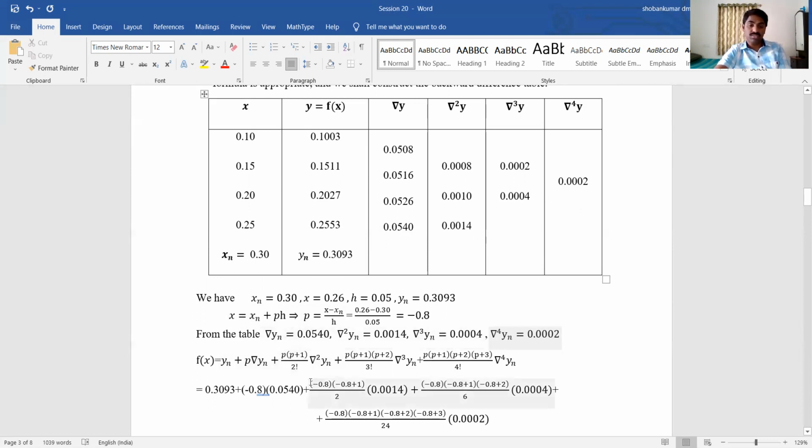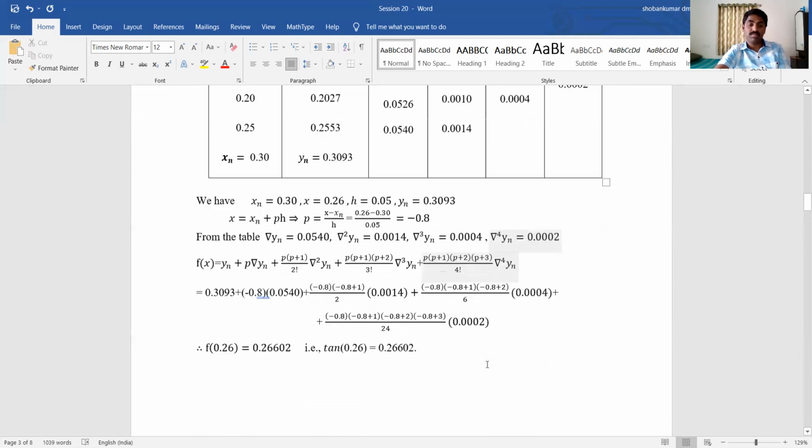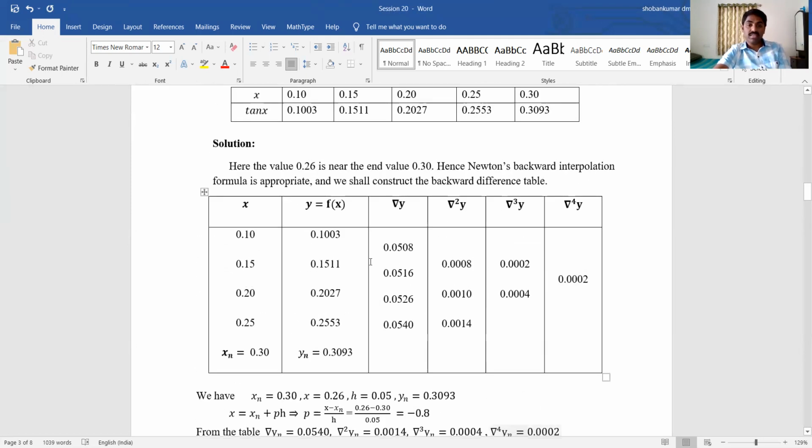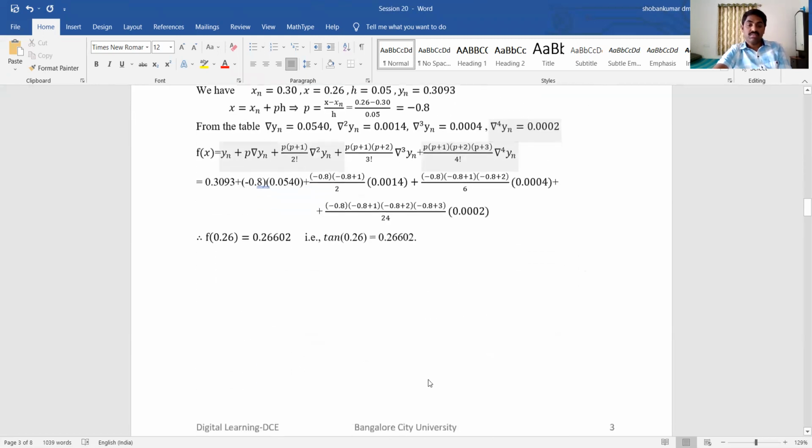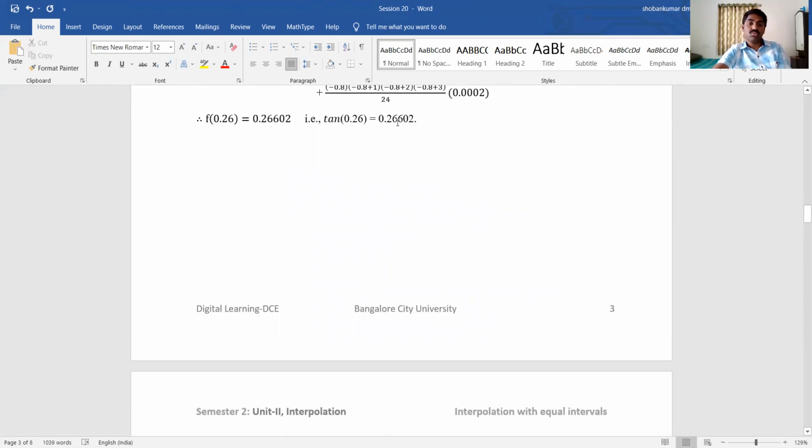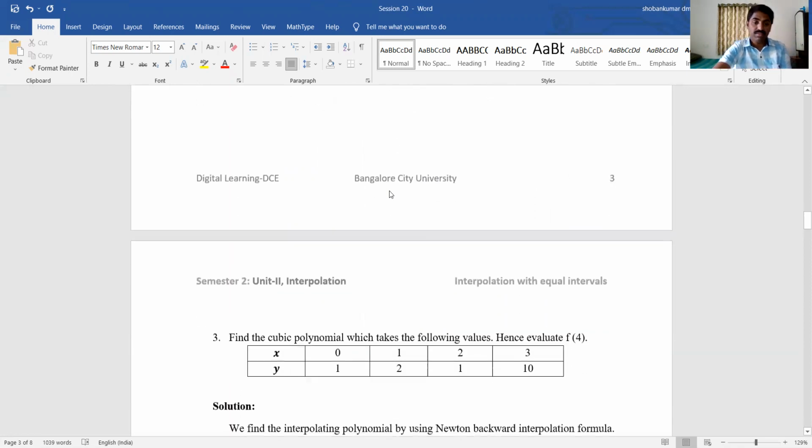Here using the backward interpolation table, substitute all the values at x is equal to 0.26. We get 0.26602. Tan of 0.26 is equal to 0.26602. This is the required value of f of x.